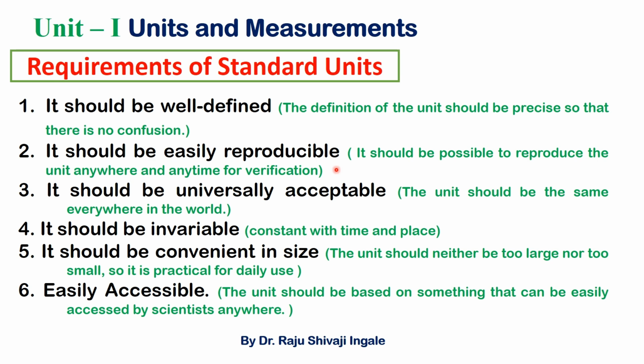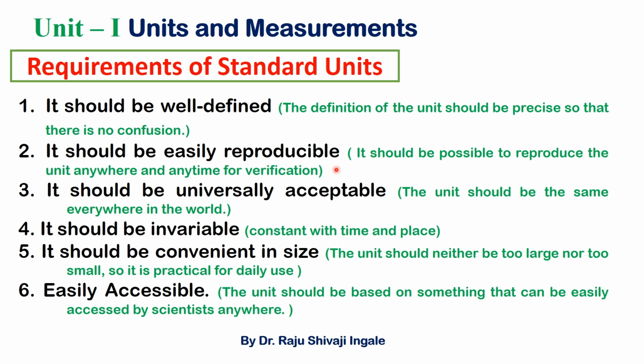For example, the meter is convenient for everyday distances. For very small distances, we can use the nanometer for the wavelength of light. That means the unit should be convenient in size. And last, it's easily accessible.